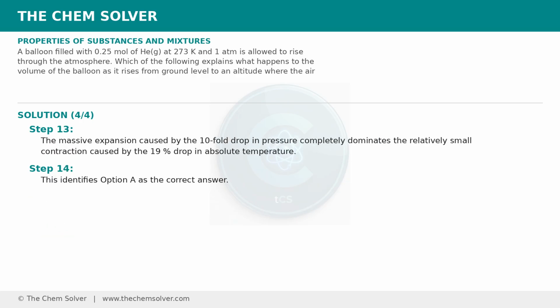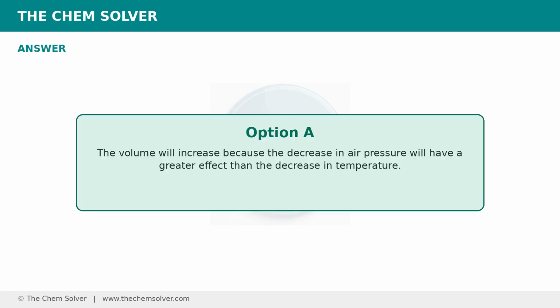The massive expansion caused by the 10-fold drop in pressure completely dominates the relatively small contraction caused by the 19% drop in absolute temperature. This identifies option A as the correct answer. The correct answer is option A. The volume will increase because the decrease in air pressure will have a greater effect than the decrease in temperature.